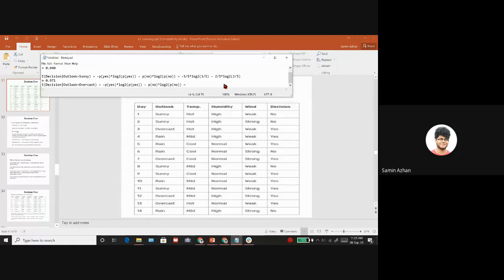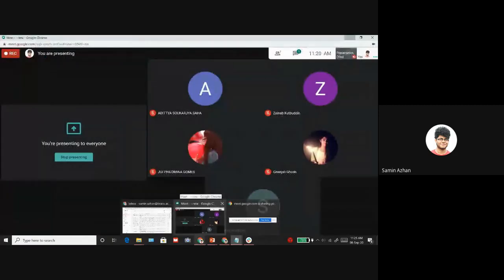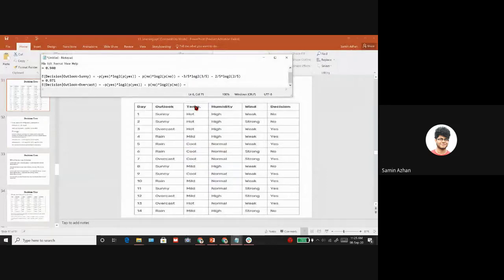Okay, for overcast, first one is one, two, three, four. For overcasts, the first one is a yes, the second one is also a yes, the third and fourth, all of them are yes. Collectively yes. There are four possible overcast outlooks, and all of them are yes.